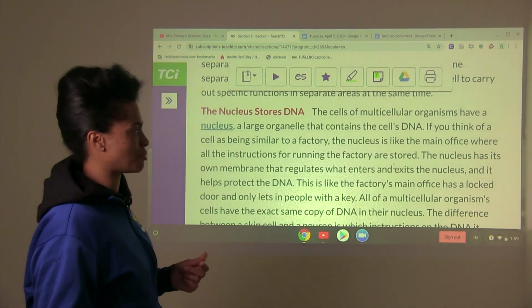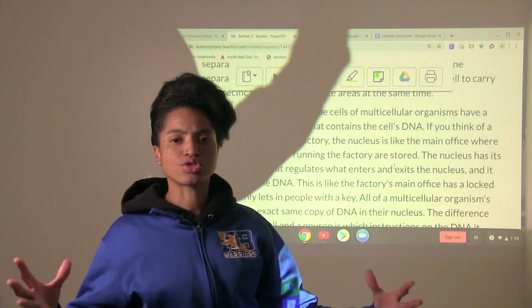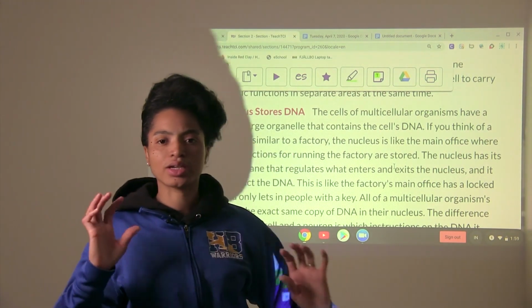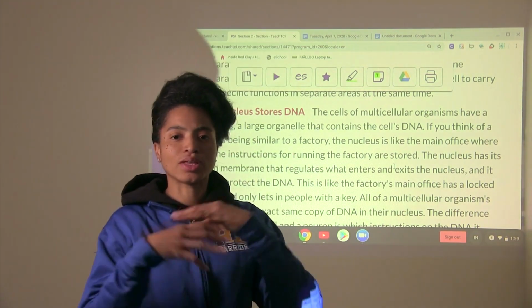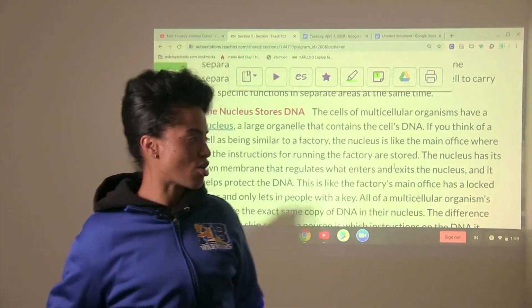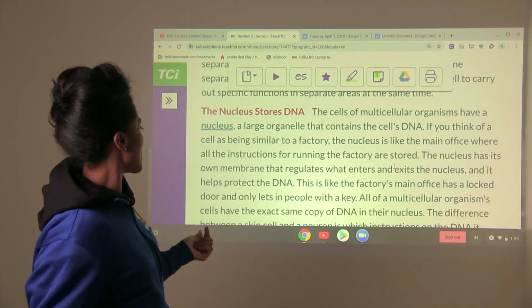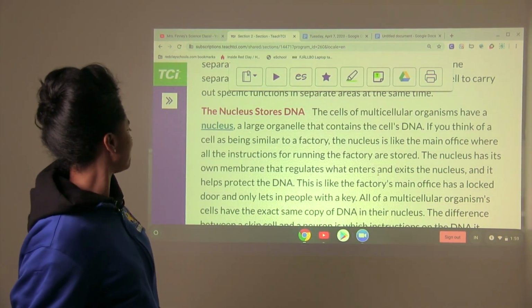Main office. Think of the main office of a school. All the information about the students, the staff, parents, any important people that need to come into the school and provide services will be in the main office. All right. So you want to think of the nucleus as the main office.